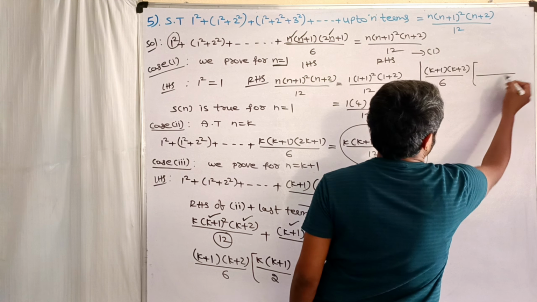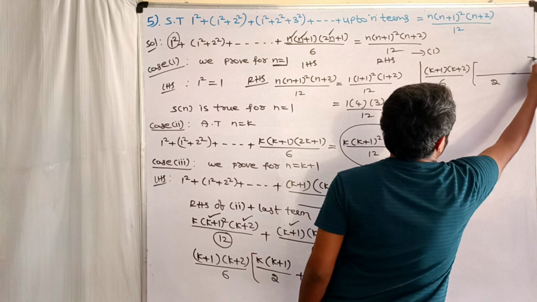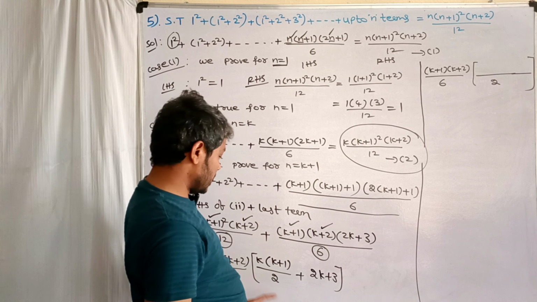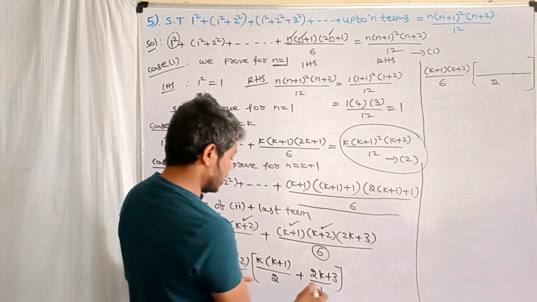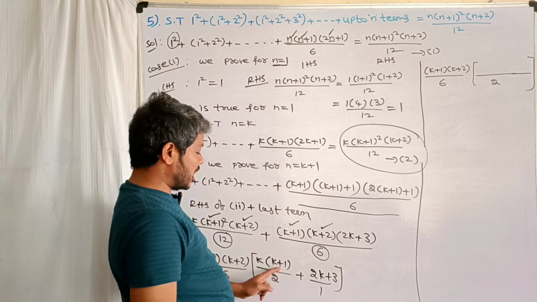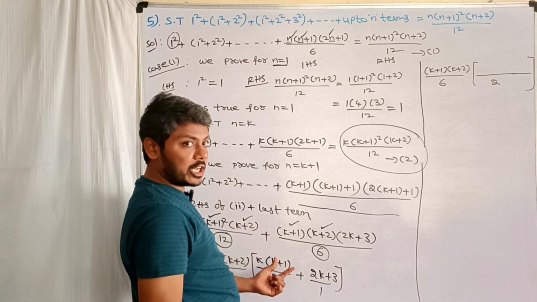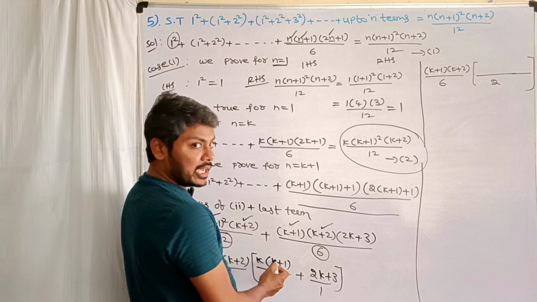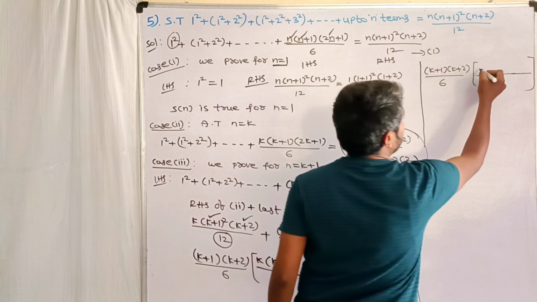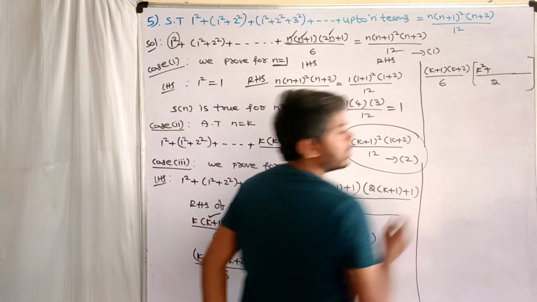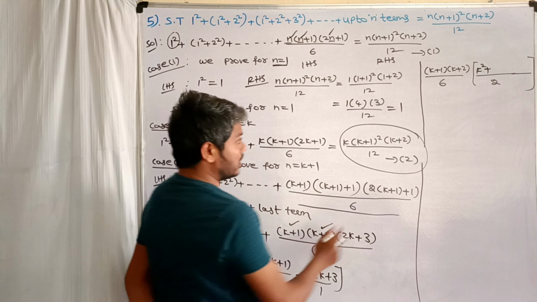And what is the LCM here? 2 is the LCM. Cross multiplication. k into k plus 1 into 1. Again k into k plus 1. k into k square plus k into 1, k.